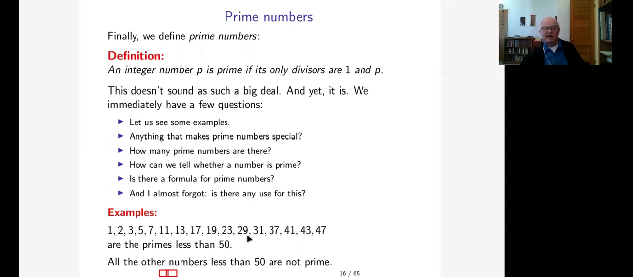By contrast, if I take, say, 42, well, 42 is clearly divisible by 2 because it ends in 2. It's twice 21. So 42 is not prime. Or if I take, say, 28. 28 is 4 times 7, so it's not prime. So all the other numbers smaller than 50 are not prime. And so here is a distinction between prime numbers and not prime numbers.